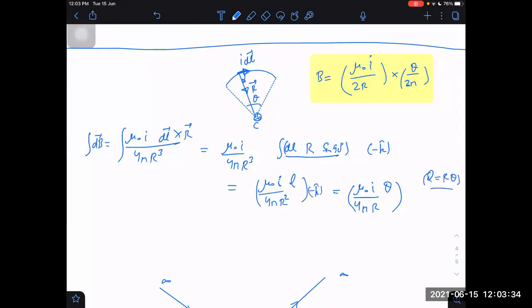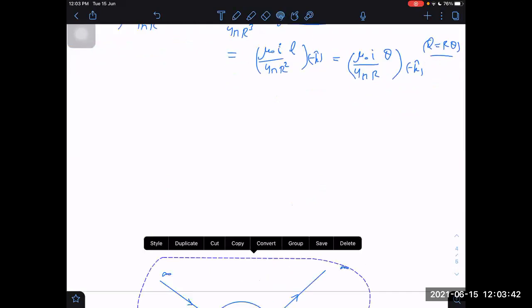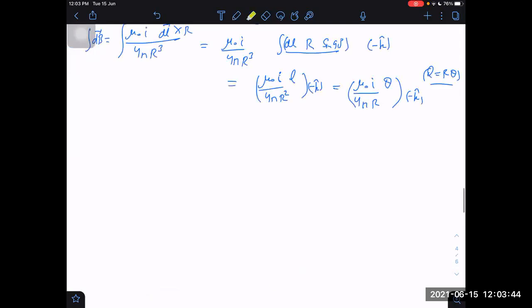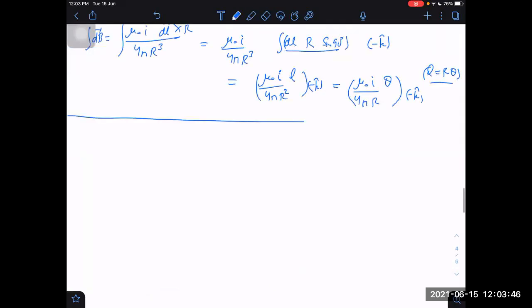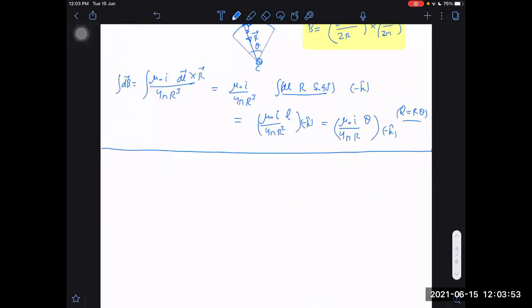Minus k, minus k. This is one way. Again, there is another way, for those who are scared by vectors. I don't want you to be scared by vectors. I want you to be able to do it directly by vectors only. But those who are scared by vectors can resolve into components.